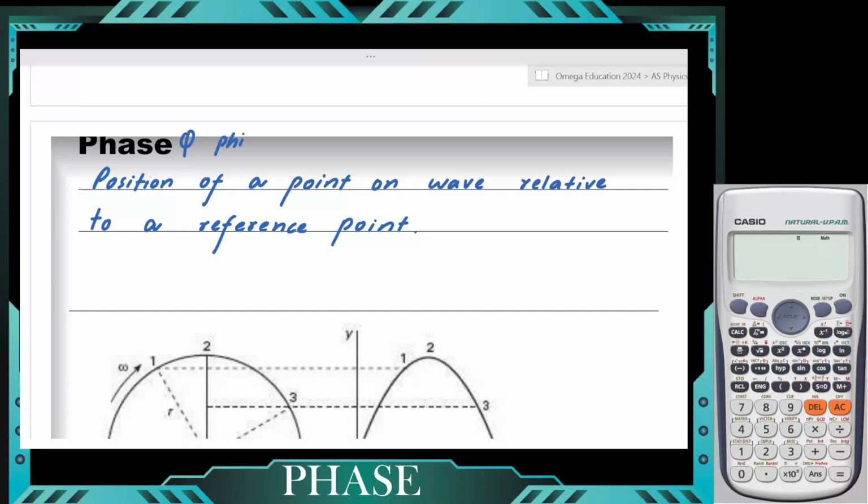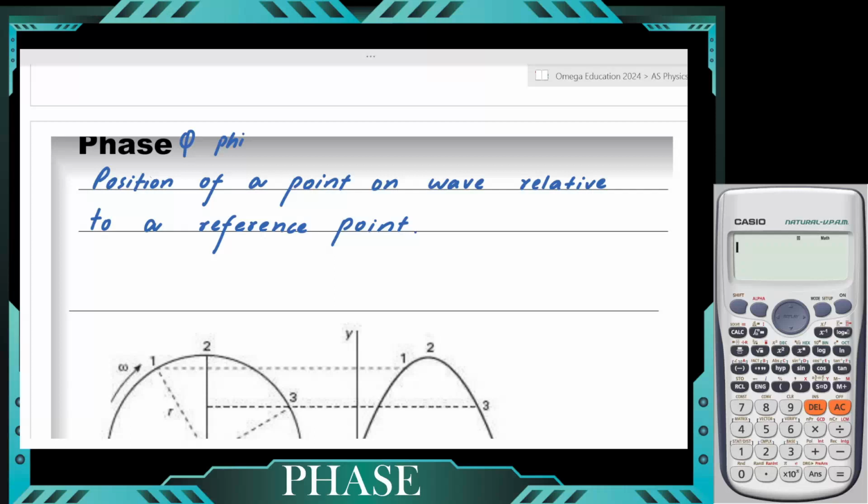Now position could be in many contexts. Like, do we define position in terms of direction? Do we say it's on the left side or on the right side, upwards, downwards? The position can also be in terms of distance, like from the reference point it is 2 meters away, 3 meters away, 4 meters away. And likewise, position can also be in terms of the angle. And for the phase, we define the position in terms of the angle.